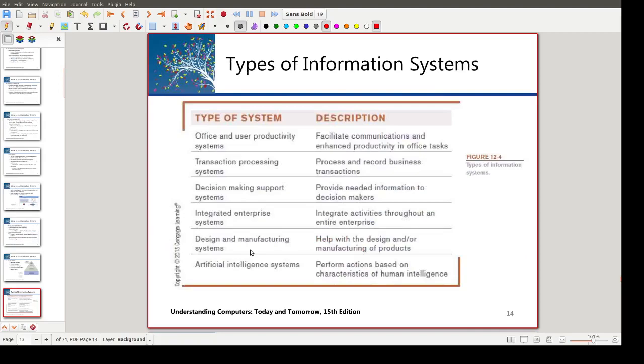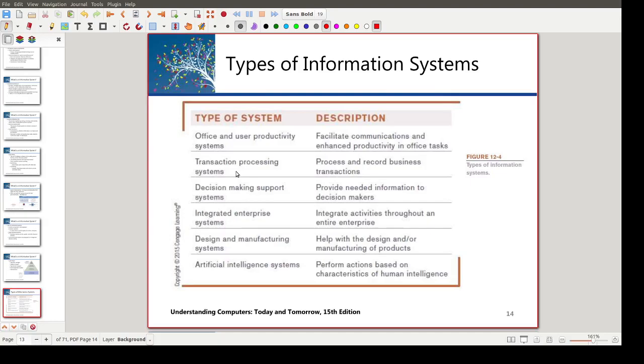So what are the types? This is the second important thing to know in this lecture today: to determine and understand carefully what the types of information systems are and what the description for each one of them is. For example, if the type of system is for office and user productivity, then it will facilitate communications and enhance productivity in office tasks. There are some more important systems like transaction processing systems, which process and record the business transactions.